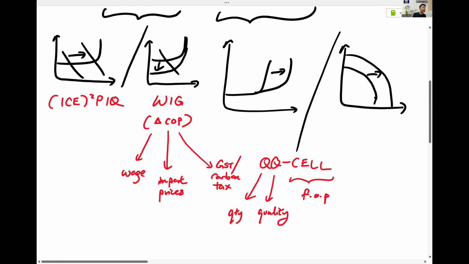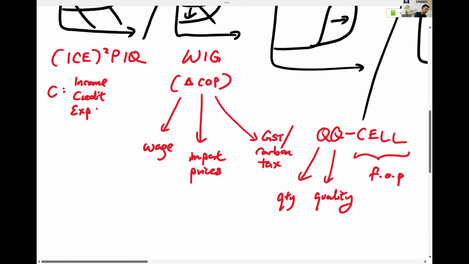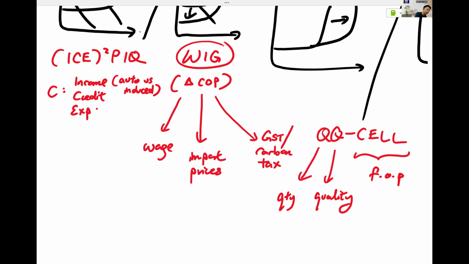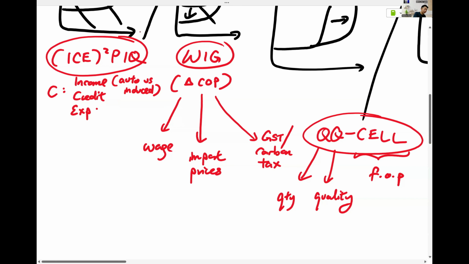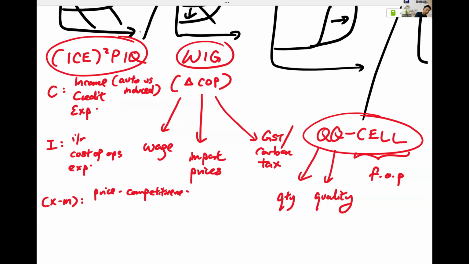Okay. Now, as for ice peak, consumption is affected by income, credit, expectations. You just have to be very careful. There is a difference between autonomous versus induced consumption. If you need me to recap, I can always go through maybe during the break. Then I is affected by interest rate. Remember the MEC curve? Is affected by cost of operations. Usually we are talking about corporate tax and expectations. Net exports is affected by price competitiveness, whether they are cheap or not, income level, and quality competitiveness.